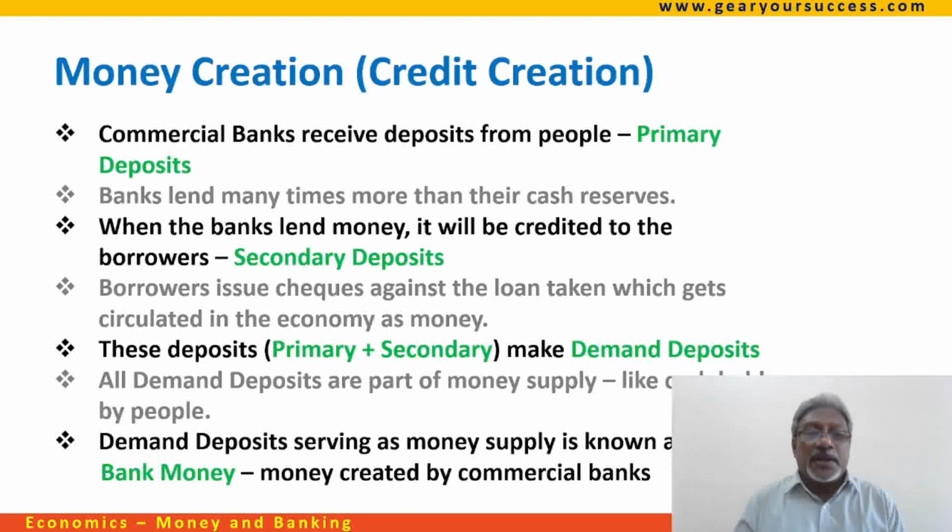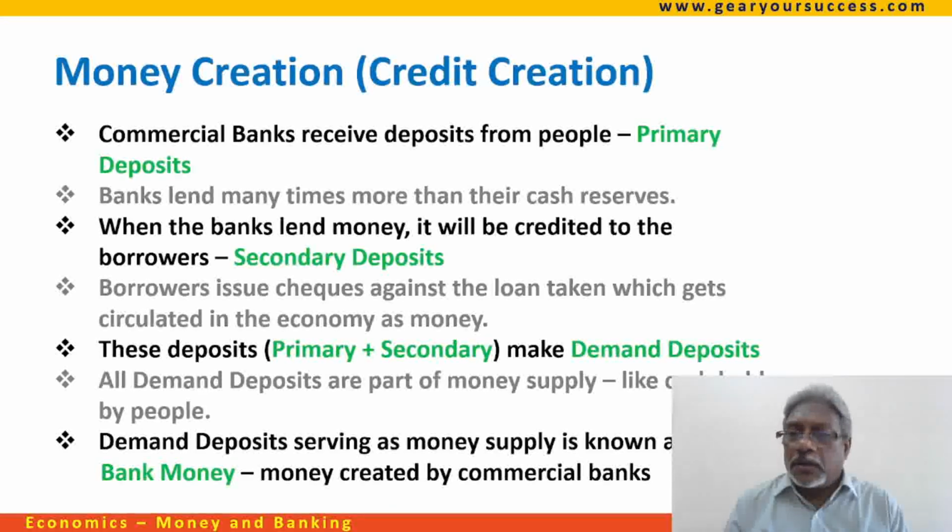Now, these demand deposits serving as money supply is called bank money, or money created by commercial banks. Note there are some words which we have given in green color. All these have the potential to become your 1 mark questions. What is primary deposits? What do you understand by secondary deposits by commercial banks?